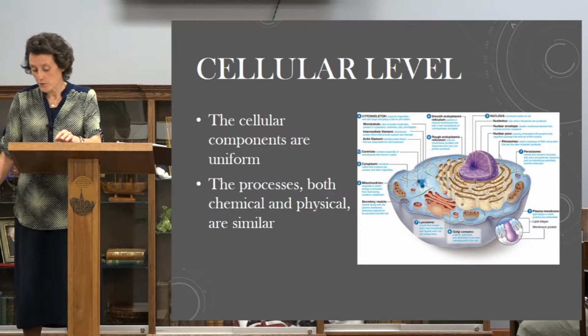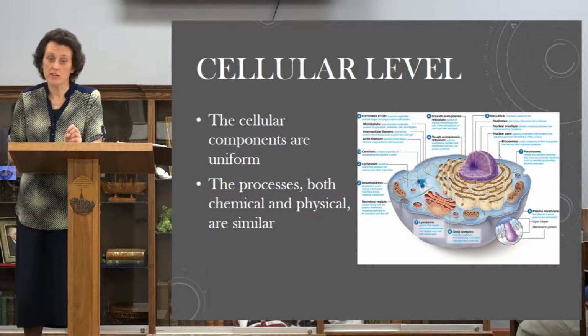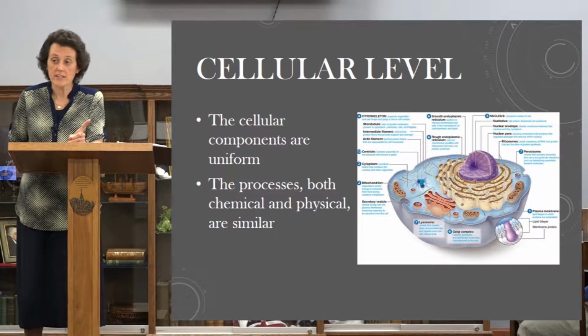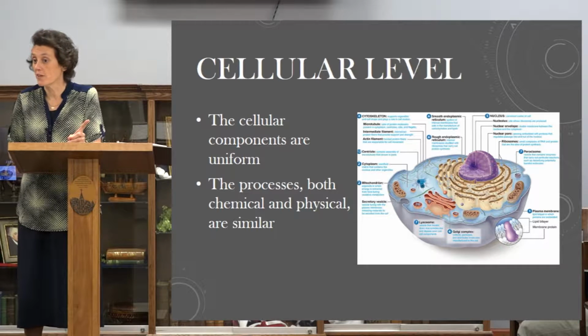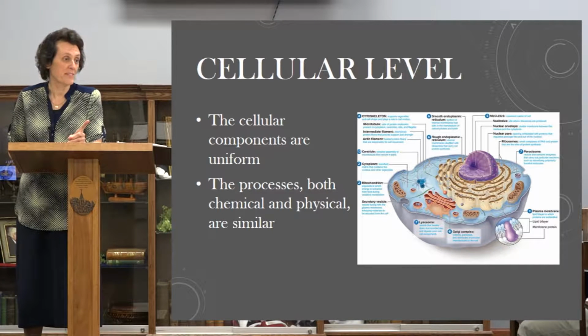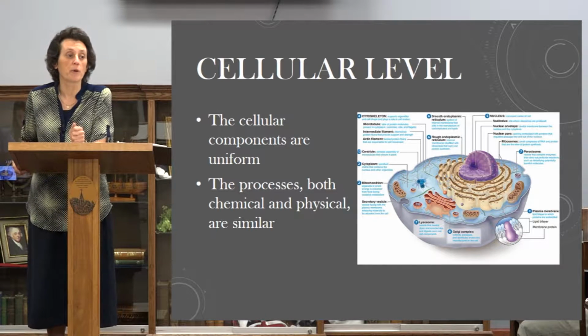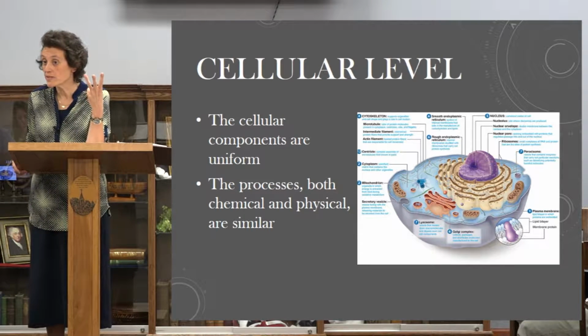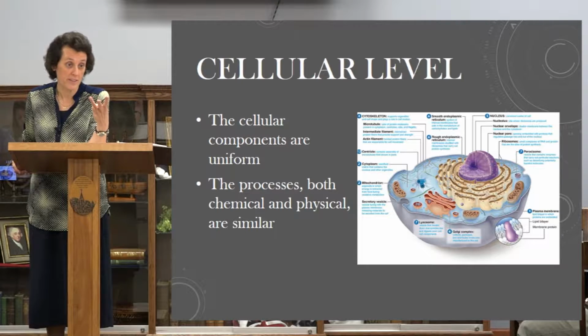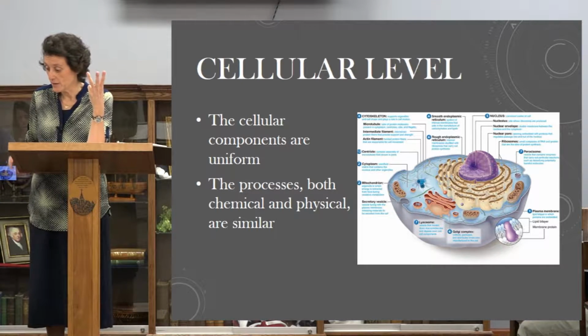So when we're talking about similarities at the cellular level, first of all living things are made up of cells. It's called the cell theory. We could expand on the cell theory and say how cells only come from other cells. So that's another problem for evolution. What's the origin of the first cell? But we're not talking about that today. So the cellular components are uniform. What are the 3 cellular components of a eukaryotic cell? Plasma membrane, nucleus, and cytoplasm.